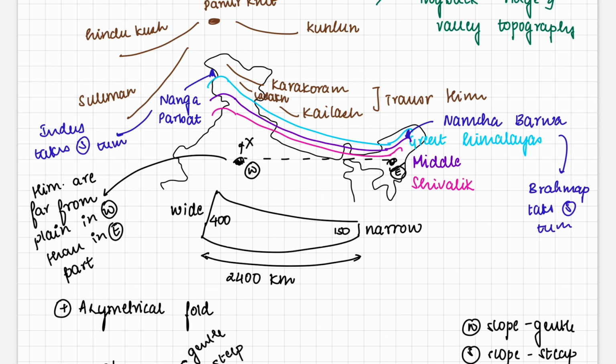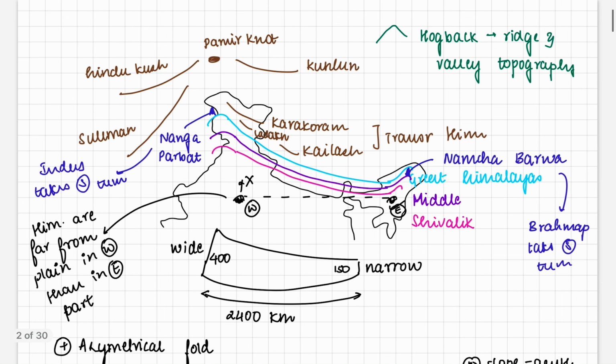The Himalayas can be divided into Trans Himalayas, the Greater Himalayas, Middle Himalayas, and the Shivaliks. They take the syntaxial bends at Nanga Parbat and Namcha Barwa. At Nanga Parbat, the Indus takes a U-turn, a southward turn, and at Namcha Barwa, Brahmaputra takes a turn. The Trans Himalayas consist of Karakoram, Ladakh, and Kailash range. We have the Pamir in the north from where the Hindu Kush, Karakoram, and the Suleiman ranges move out.